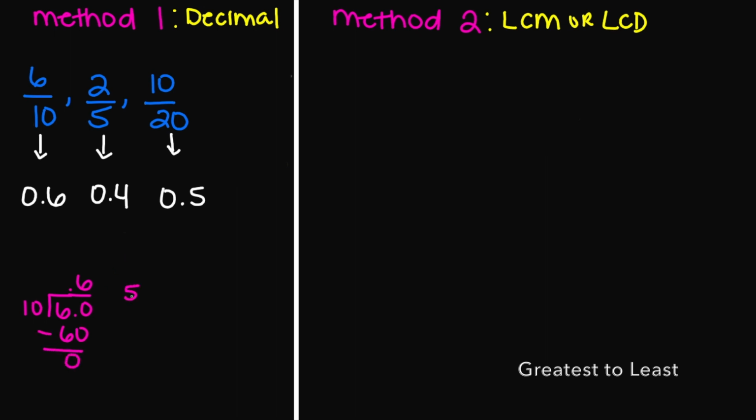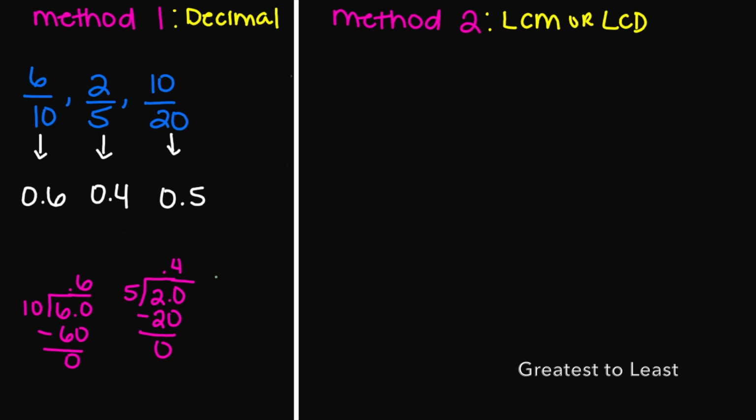We're going to do the same for the next fraction. 5 doesn't go into 2. I'm going to add my decimal, decimal 0. 5 does go into 20 4 times. 5 times 4 is 20. 20 minus 20 is 0. And then that's where we get our 0.4 there.